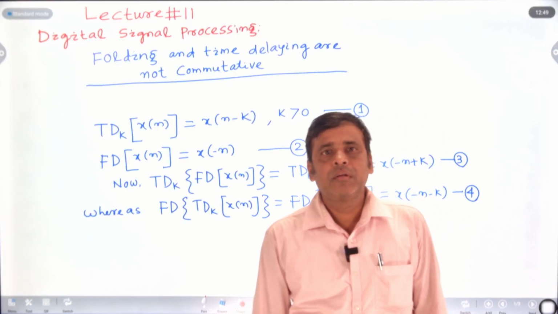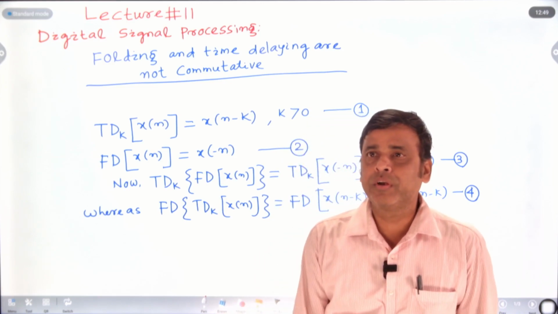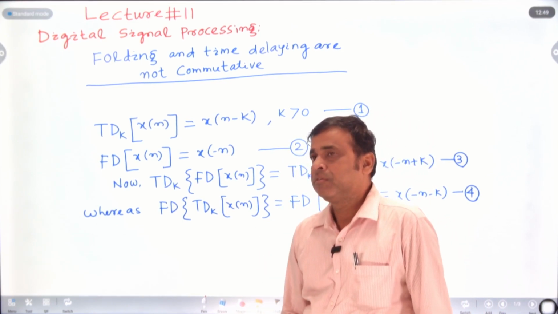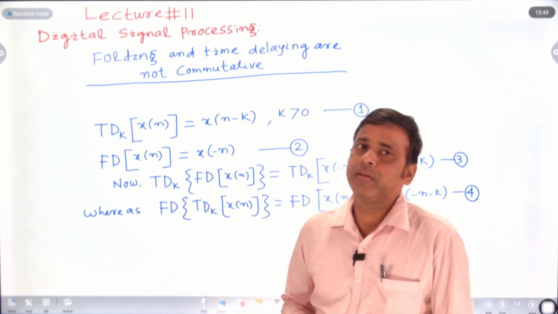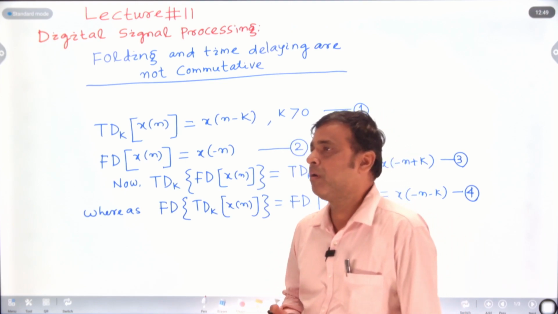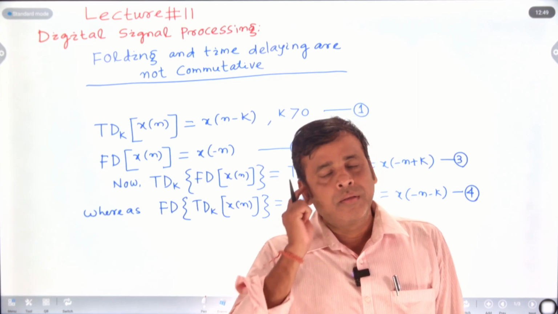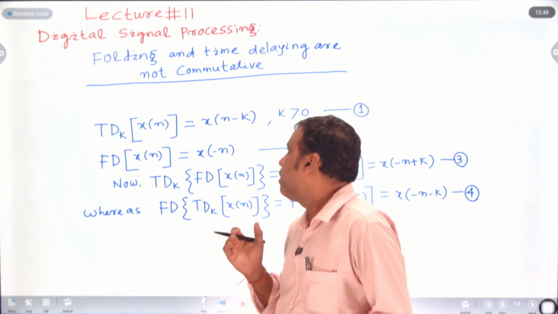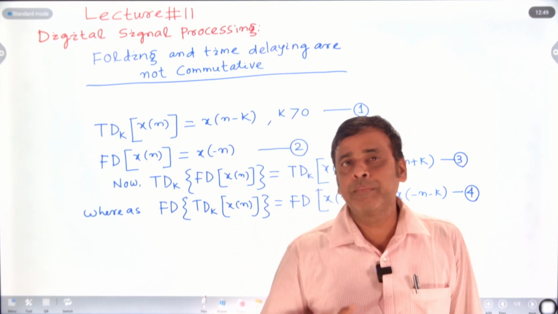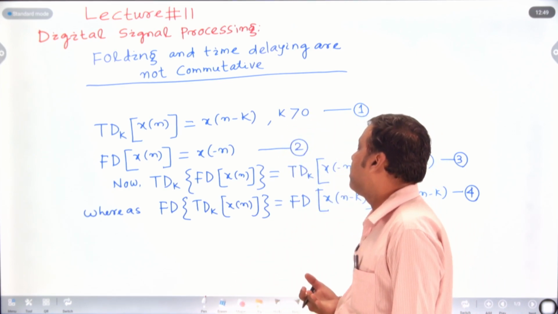Hello students, today we are going to discuss that folding and time delaying are not commutative. Commutative means what? If a discrete signal x of n is given, first of all we will fold. Fold means time reversal of a discrete signal x of n, which is nothing but folding of the signal x of n. First you fold the signal by time reversal of the sequence x of n. After folding, then time delaying.